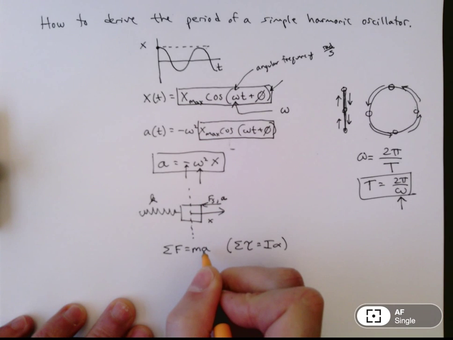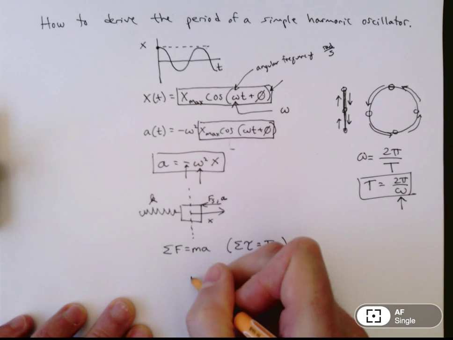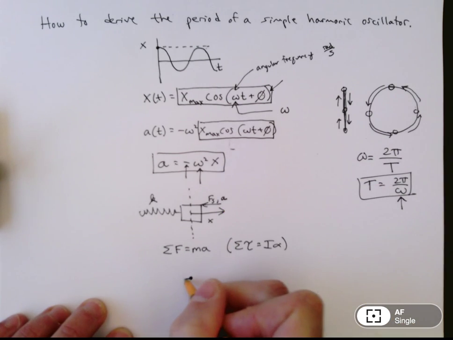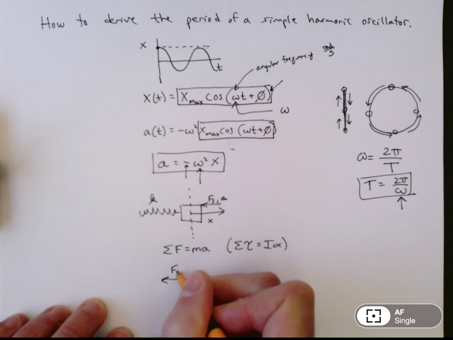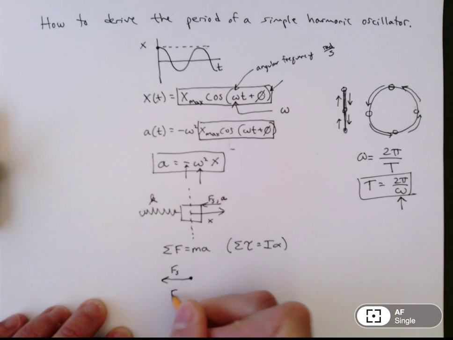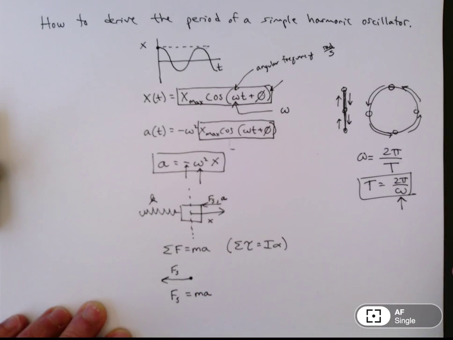Anytime you use net force equals ma, you should draw a free body diagram. If we draw a diagram of the block when it's at this position right here, I'm not going to worry about up and down forces, just sideways forces. Well, the only sideways force is the spring force. That's it. So we can replace net force with the spring force. That equals ma.